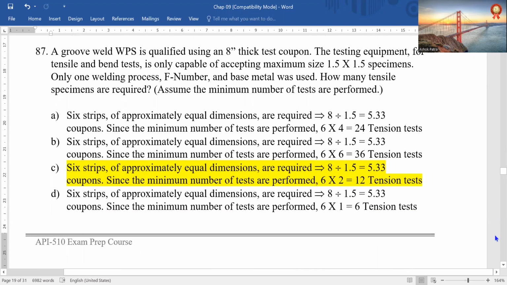A groove weld WPS is qualified using an 8-inch thick test coupon. The testing equipment for tensile and bend tests is only capable of accepting a maximum size 1.5 by 1.5 specimen. Only one welding process, F number, and base metal are used. How many tensile specimens are required? It is 8 inch, so 8 divided by 1.5 is 5.33, so 6 specimens. Since the minimum number of tests are performed, 6 times 2, 12 tensile tests.